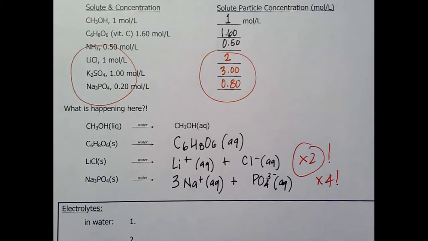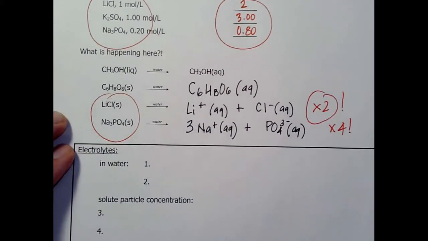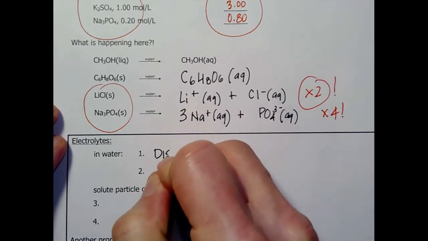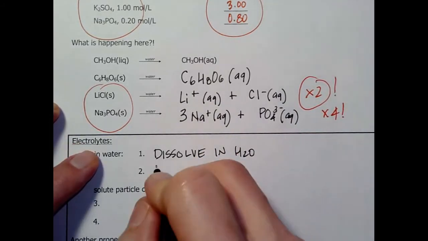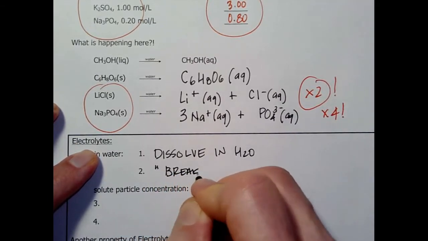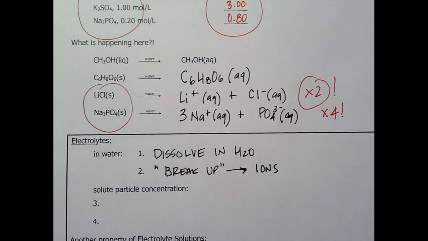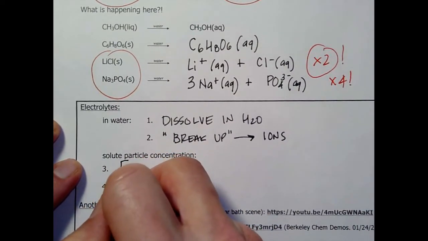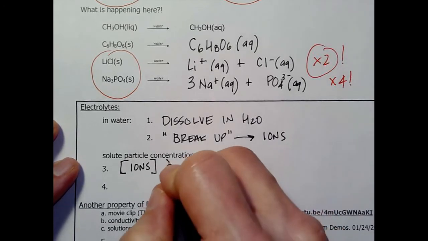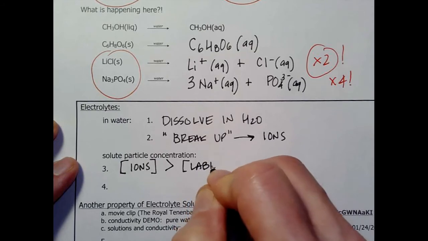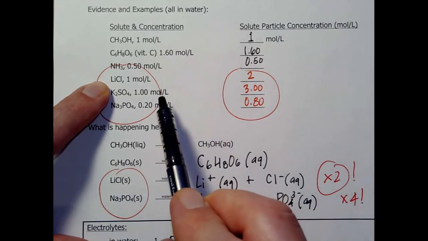Well, these are electrolytes. Strong electrolytes, in fact. But what strong electrolytes do, or what all electrolytes do, first of all, they dissolve in water. But they break up into ions. Now, this means a couple of things. The concentration of the ions, the moles per liter of ions, is greater than what's on the label. In other words, I had lithium chloride, 1 mole per liter, but the concentration of ions was actually 2.